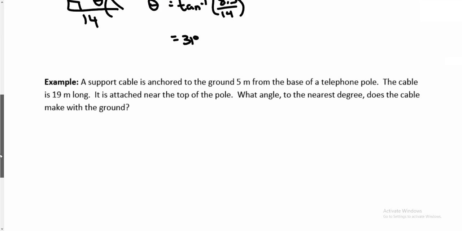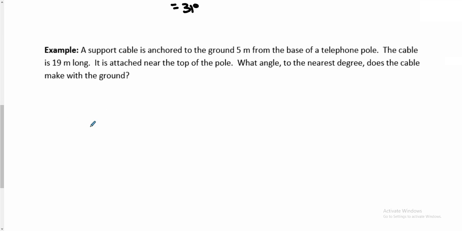Okay, last one. A support cable is anchored to the ground. Doesn't matter how bad your sketch is, as long as you have this little square right here, it's going to make me realize that you're trying to draw a right angle triangle. It's 5 meters from the base of the pole. The cable is 19 meters long.